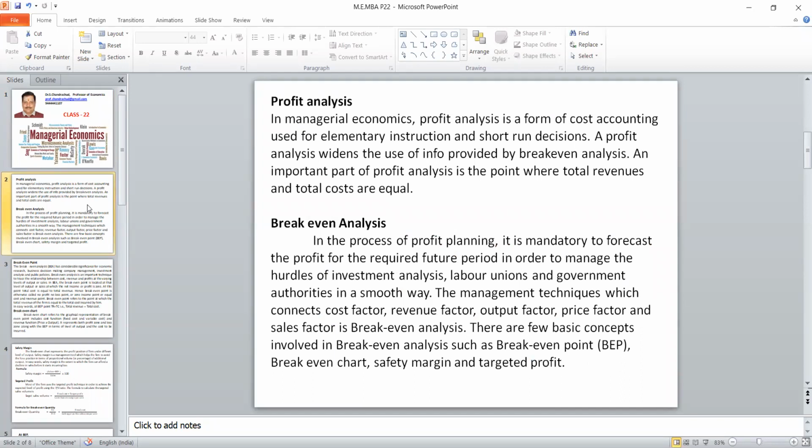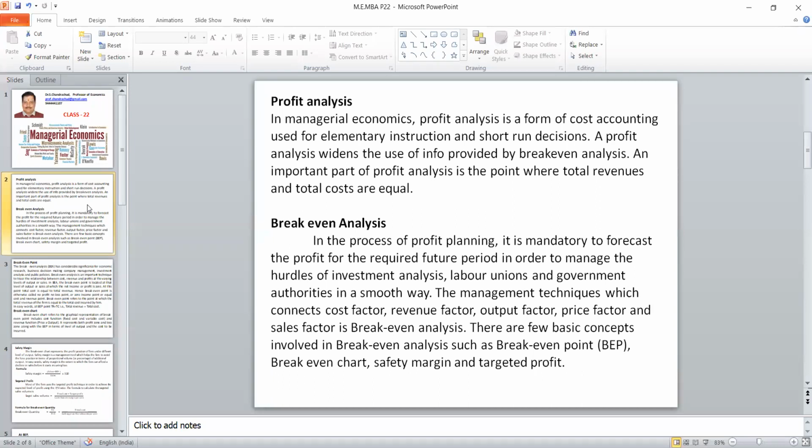But not only revenue and cost, there are certain other things, like what type of production function we are having, whether we are making a short run decision or long run decision, whether we are going to take a permanent decision or ad hoc decision. That decision decides your level of profit. That is why there are different techniques. One of the important techniques is called break-even analysis. In this break-even analysis, the major factors, revenue and cost, are involved.